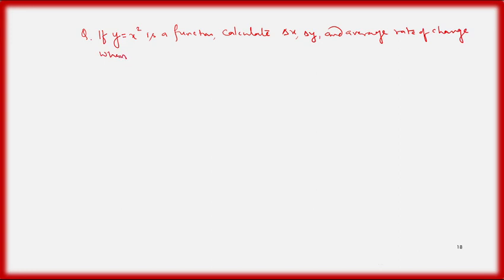If y equal to x square is a function, calculate del x, del y, and average rate of change when x changes from 4 to 4.25.